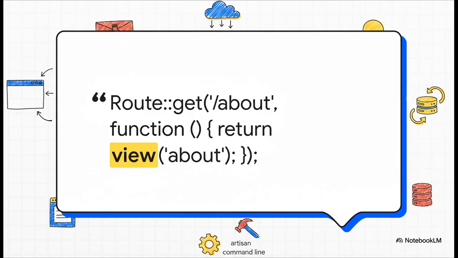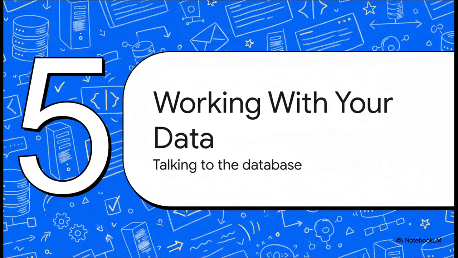And just look at how readable the code is for this process. You don't have to be a programming whiz to understand that. It literally just says, when someone visits the /about URL, show them the about view. You're just describing what you want to happen. It's so intuitive.